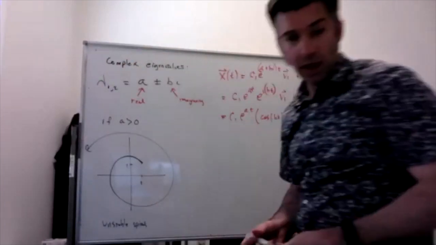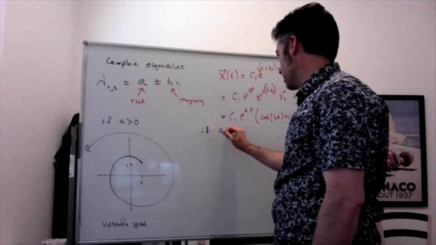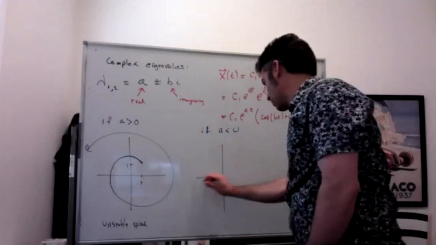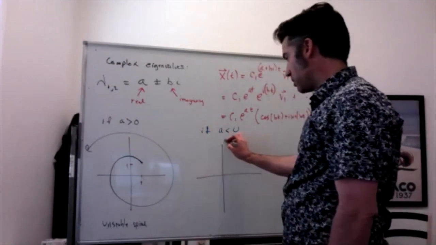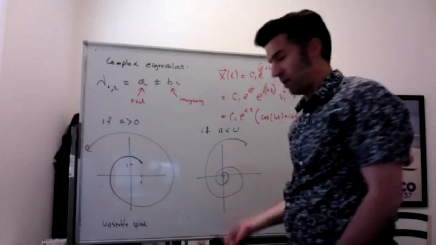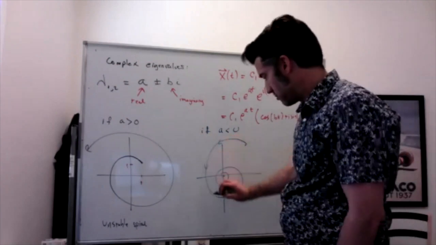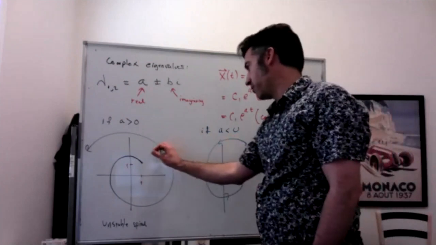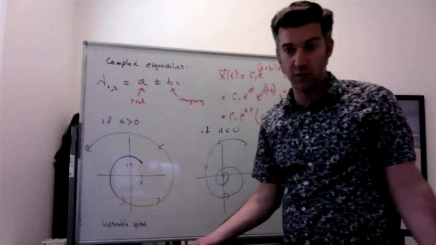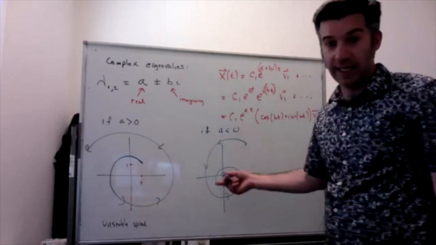So the other two possibilities are, if the real part is negative, you have a stable spiral. So if you start somewhere out here, you're going to spiral inwards until you get to the origin. My spiral does not look great. I've drawn both of mine going counterclockwise, but there's no reason to think it couldn't go the other way. So this is going to oscillate and dampen.